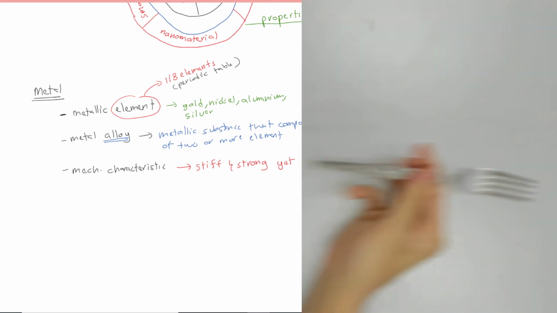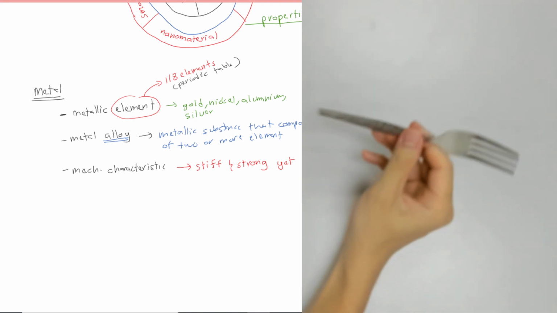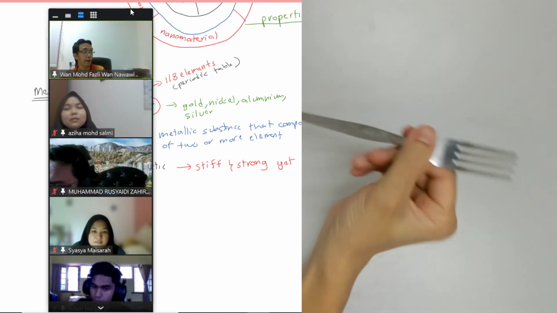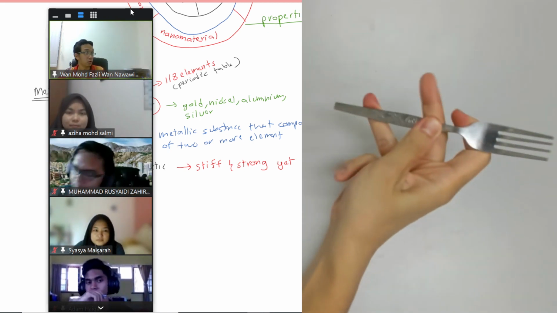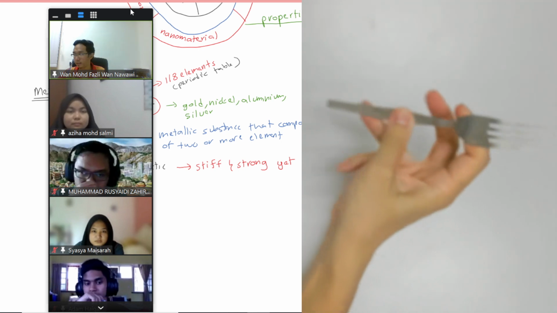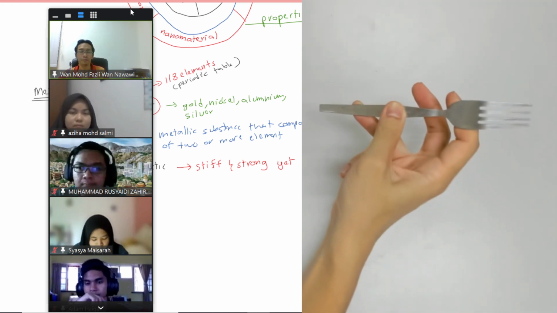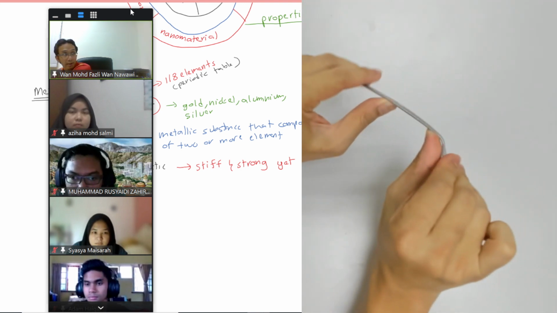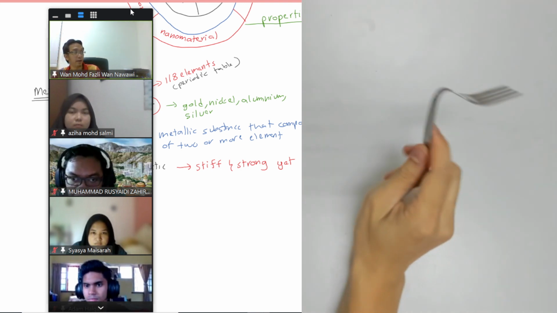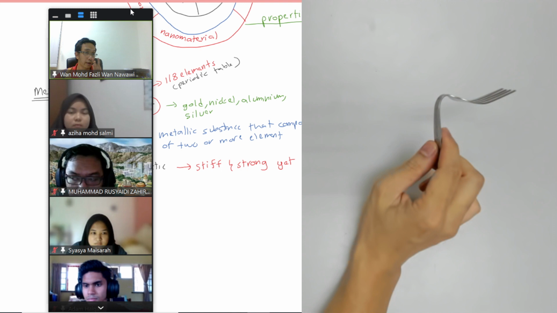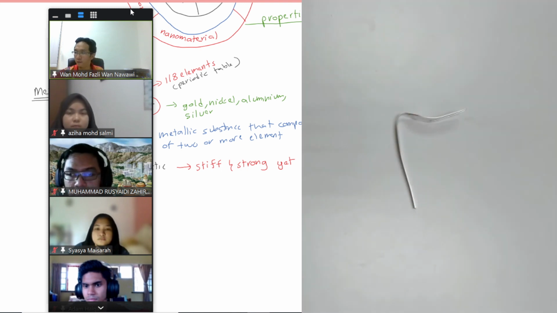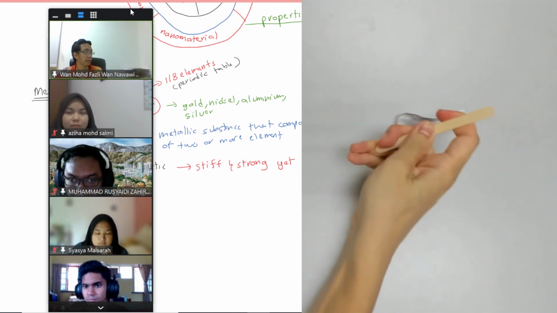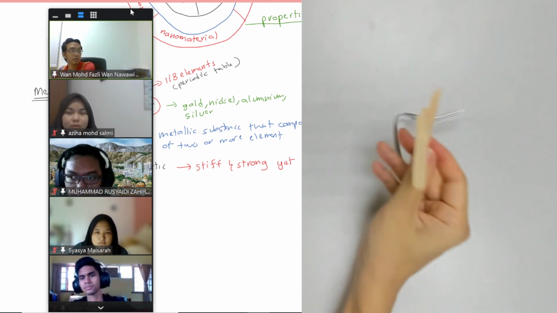So for example, in front of me I have this, what we call the spoon. Let me put this here. So you see there is a spoon. It's strong. It's stiff, but it's ductile, meaning that when you bend it, it does not break. It does not fracture. But if you have, for example, this popsicle stick, and you bend it like this, then it breaks. So that's the difference.